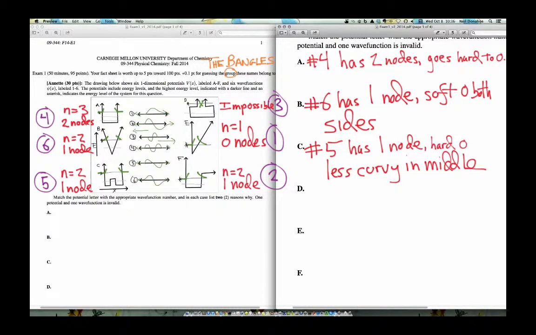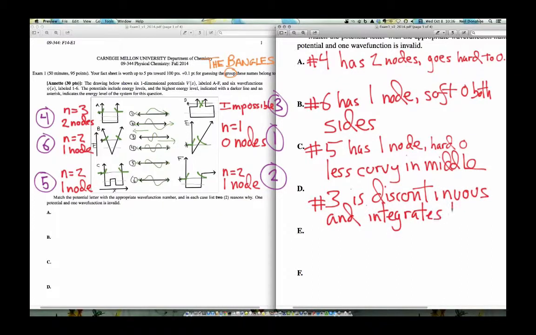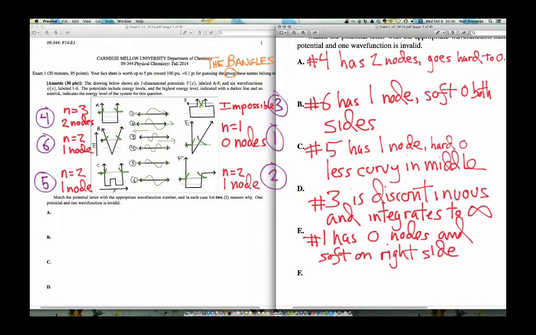And then let's see, D, that's number 3, and it's discontinuous. That's one reason. Also, it integrates to infinity if you square it, so the probability can't be found. It's not normalizable, and you need 2 reasons for each of these things, so you got to get both of those. E is going to be number 1. It's got no nodes, and it goes soft on the right-hand side. Finally, number 2 goes to F with 1 node and soft on the right-hand side.